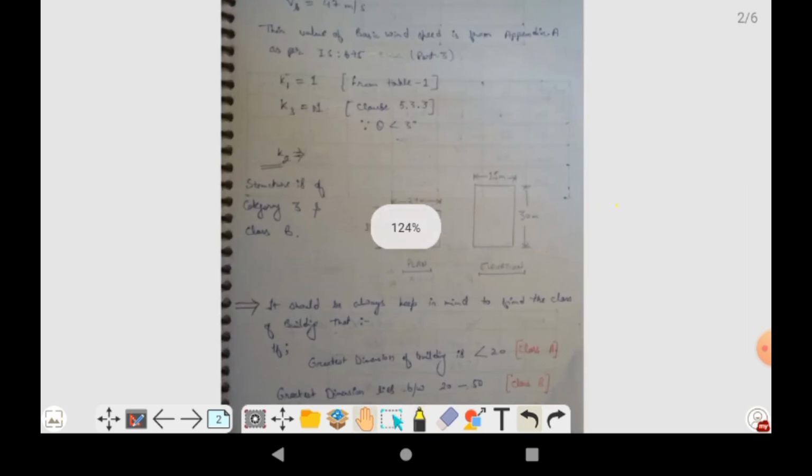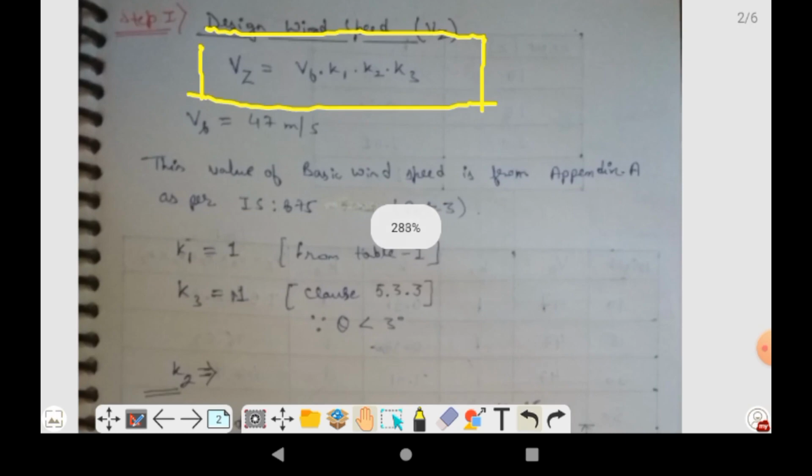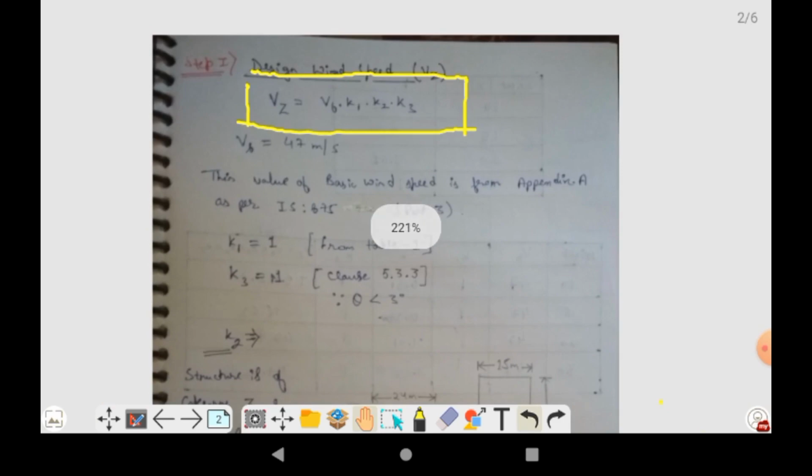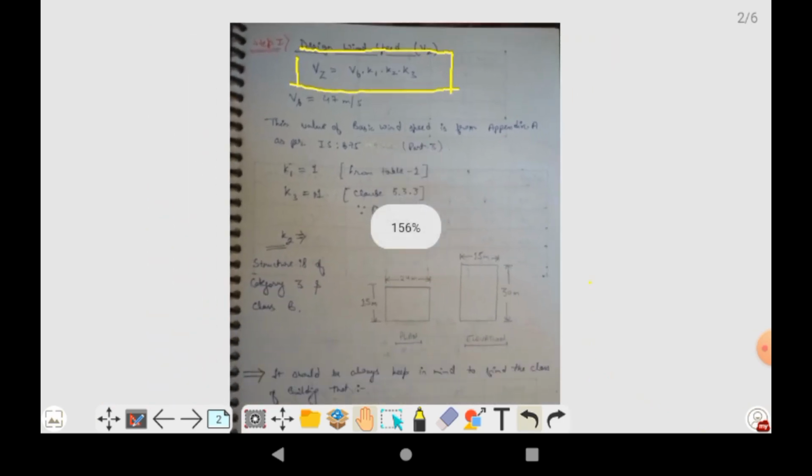For this we need to calculate the value of this formula. Here you can see that Vz, known as design wind speed, is equal to Vb into k1 into k2 into k3. Now I will tell you from where we can easily find the values of Vb, k1, k2, k3. First of all we would find the value of Vb. As I told you, Vb is the basic wind speed.